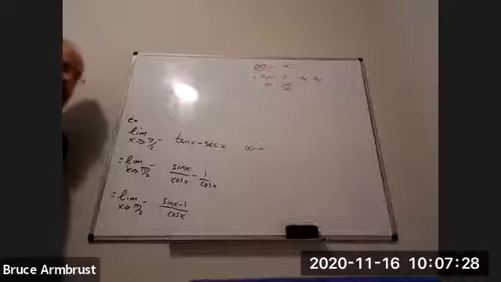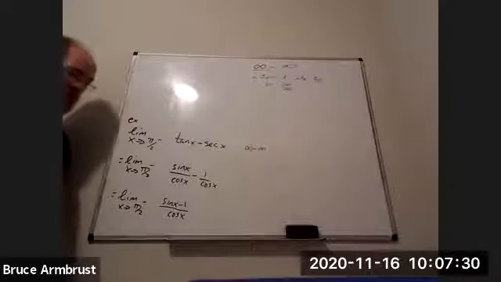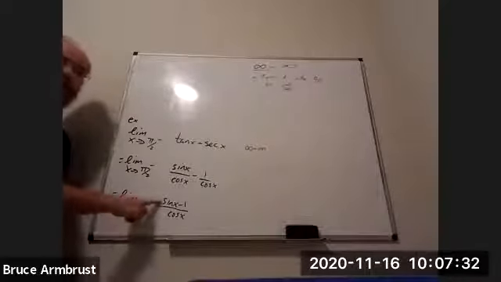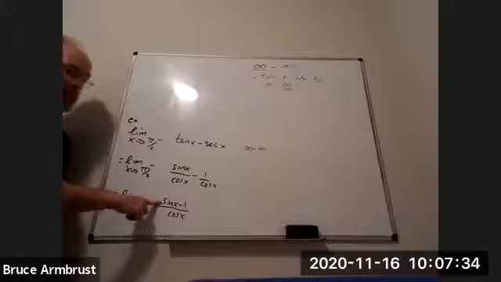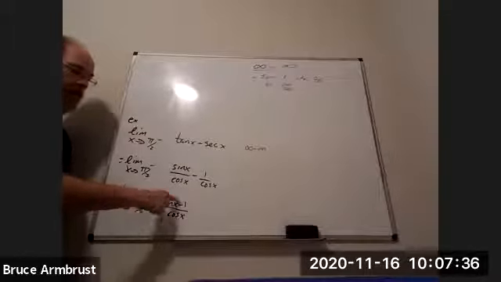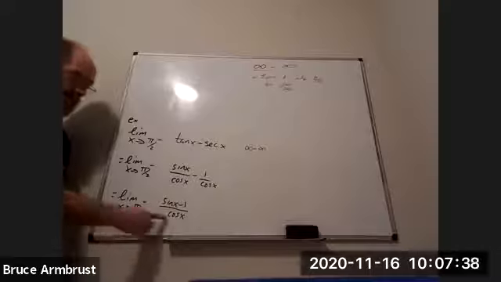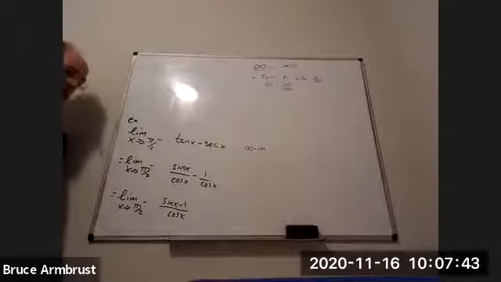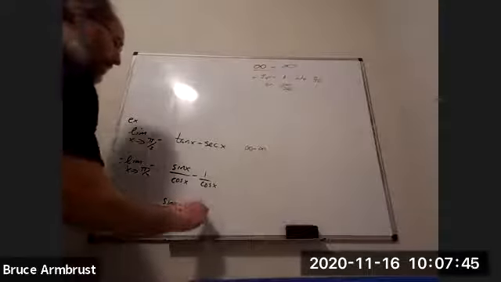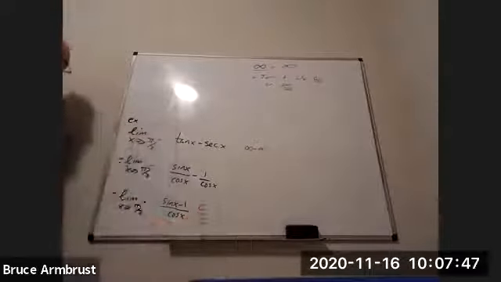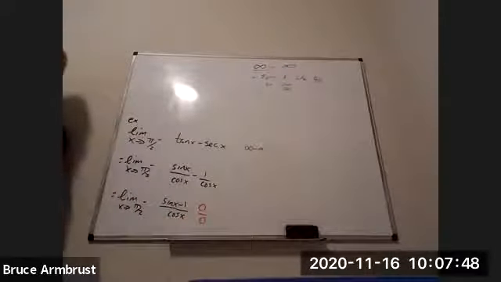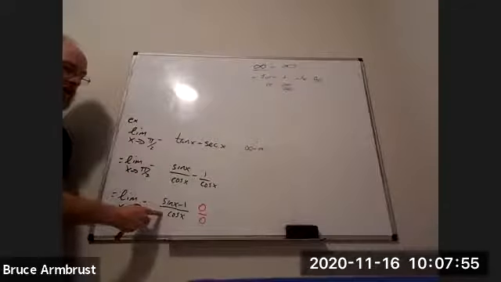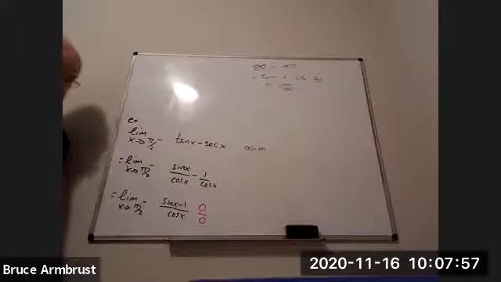But look at this form now. The sine of pi over 2 is 1. So 1 minus 1 is 0. The cosine of pi over 2 is 0. So this form is now 0 over 0. So we started with infinity minus infinity. Using a little bit of trig brought us to 0 over 0.